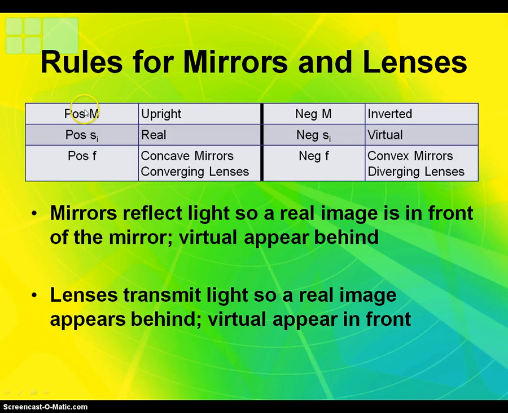So for both mirrors and lenses, if M is positive, it's upright. If M is negative, it's inverted. For both mirrors and lenses, if SI is positive, then it's real. If the image distance is negative, it's virtual. For concave mirrors and converging lenses, we always make the focal length positive, and for convex mirrors and diverging lenses, we make the focal point negative. Okay, and then remembering this idea that mirrors reflect light, so a real image is in front of the mirror. Lenses transmit light, so a real image is behind the lens.